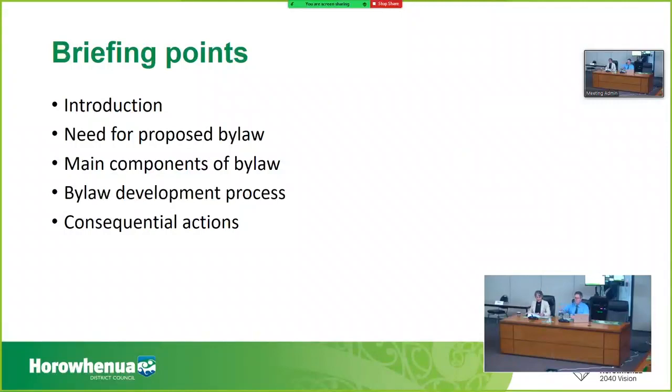So in this meeting, what we're going to be covering is introduction, need for proposed bylaw, main components of the stormwater bylaw, bylaw development process, the process that we went through, and consequential actions.